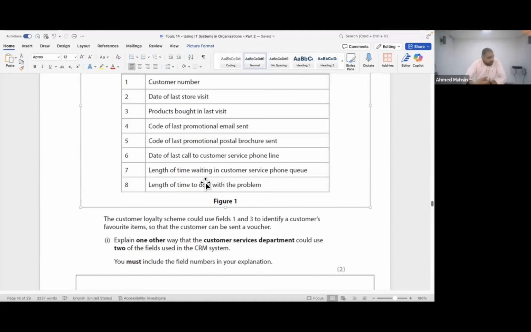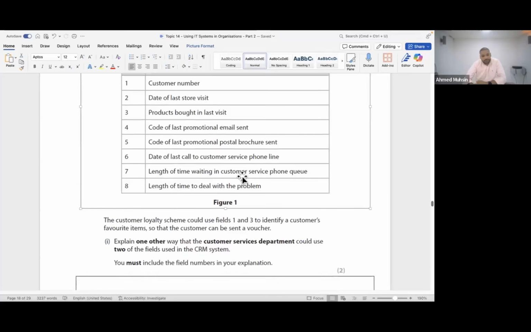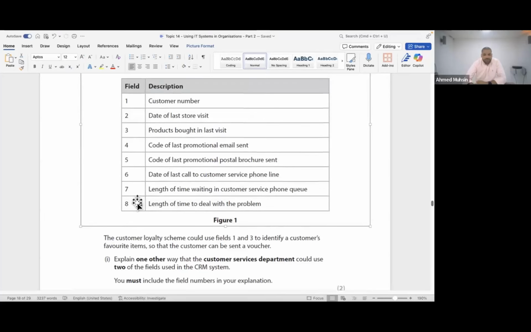To reduce the time that customers spend. Reduce which time? Which waiting time? In the queue or to deal with the problem? The waiting time in the queue. Okay, she says use 7 and 8, but then you really don't need 8, no? You need only 7, no? If you look at 7 alone, you can identify on average how much time they are spending in a queue. Okay, and try to solve it, try to reduce it. Try to use two fields together below.